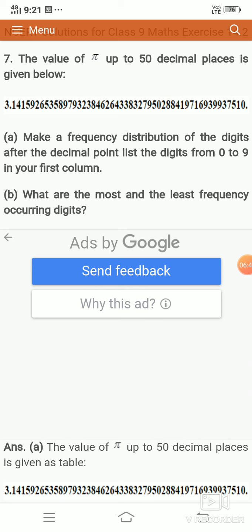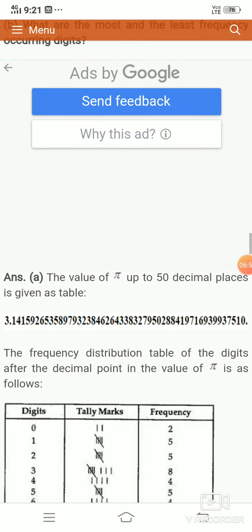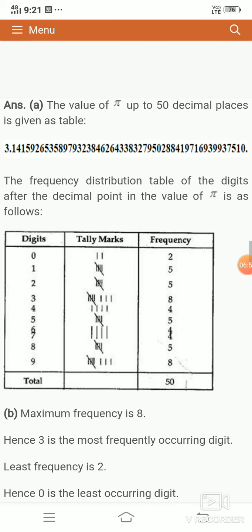We can list out the numbers using tally marks. After that we may give the higher occurrence of a number and the lower occurrence of a number. So that is the frequency distribution table of pi's digits. The first column is 0, 1, 2, 3, 4, 5, 6, 7, 8 and 9. Then the tally marks: 0 occurs only 2 times, 1 occurs 5 times, like that you use the tally mark. From this you can count the total frequency, 50.